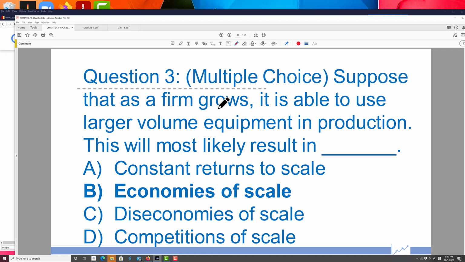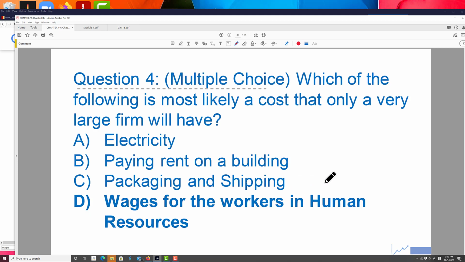Suppose that as a firm grows, it is able to use a larger volume of equipment in production. This will most likely result in economies of scale. Okay. Next. Which of the following is most likely a cost that only a very large firm will have? Electricity. Well, that would be a medium-sized firm. Water companies also. Paying rent on a building. Wages for workers in human resources. If a firm has a human resource department, that is a large firm.